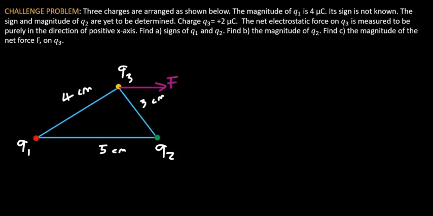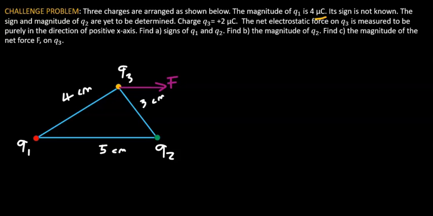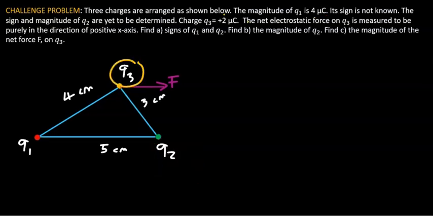Three charges are arranged as shown below. You have Q1, Q2, and Q3. The magnitude of Q1, that is this charge, is 4 microcoulomb. Its sign is not known. The sign and magnitude of Q2 are yet to be determined, so we don't know anything about Q2. Charge Q3 is a positive charge with a strength of 2 microcoulomb.